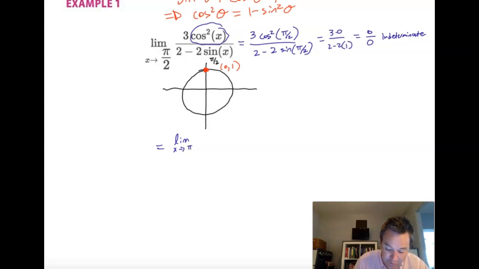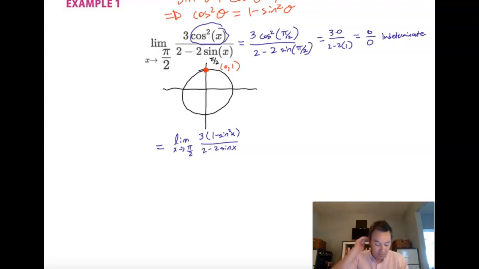So we're still approaching pi over 2. We're just doing a substitution for cosine squared, and we're replacing it with 1 minus sine squared x in this case. And that's over 2 minus 2 sine x. All right, I'm still going to end up with 0 over 0 at this point if I do a direct substitution. I haven't canceled anything or anything like that. So we have kind of a few more steps.